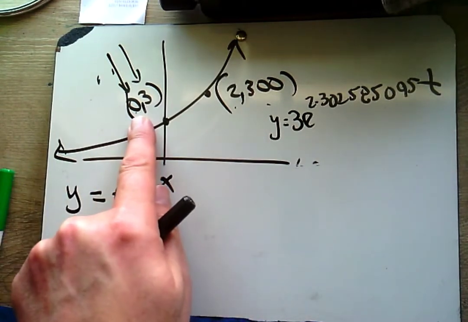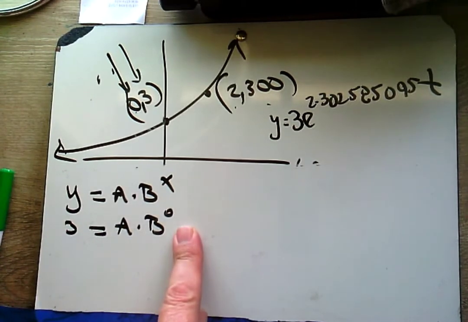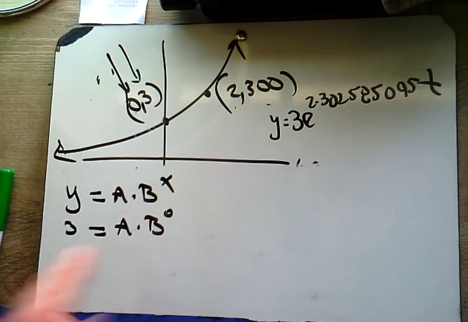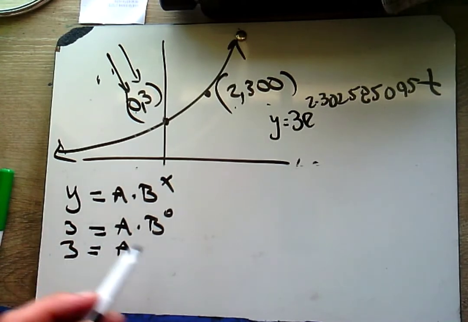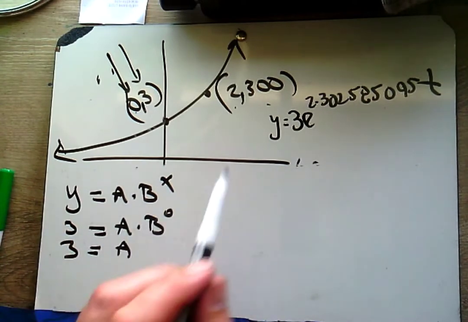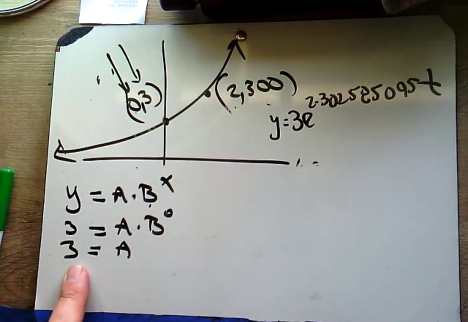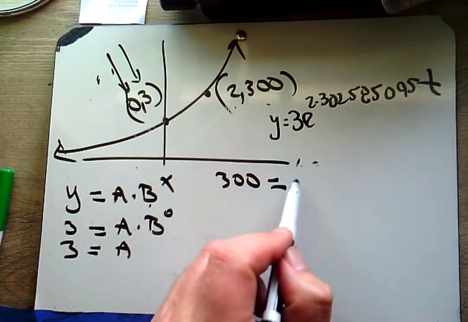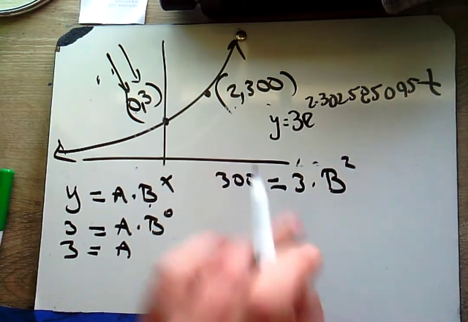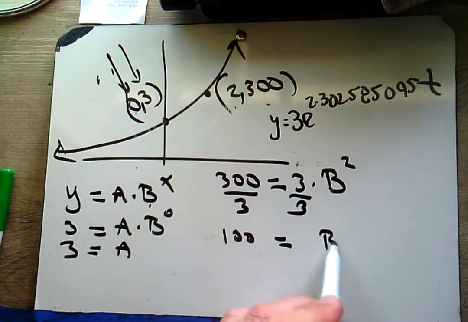So if I plug in a 0 for x and a 3 for y, what's b to the 0 going to be? b to the 0 is 1. 1 times a is a. And so just like in the PERT model, it was pretty easy to find one of those constants. Now, what about finding the b value? Well, I'm going to plug in this for x, and this for y, and this for a, and then I should be able to solve for b. So let's see what happens. 300 equals 3 times b to the second. If I divide both sides by 3, I get 100 equals b squared.